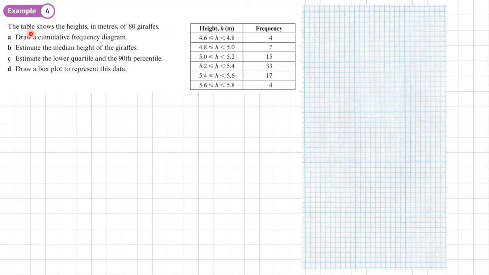Example 4. The table shows the heights in meters of 80 giraffes. Part A, draw a cumulative frequency diagram. So part A is going to go here on that grid. So to draw a cumulative frequency diagram, I need the cumulative frequency. So I'm going to use a running total to work those out. So the first cumulative frequency is 4, plus 7 is 11, plus 15 is 26, plus 33 is 59, plus 17 is 76, plus 4 is 80. Now we need to check that this value here matches up with the total. It does, so we know we've probably added them together right.